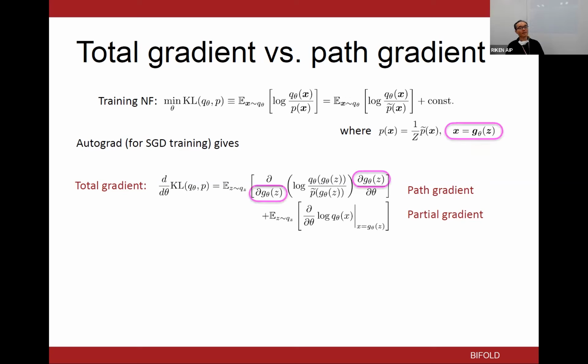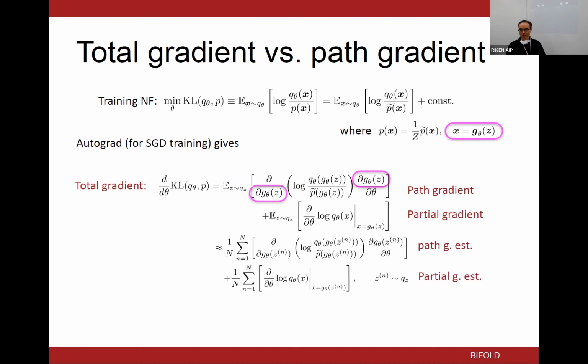And the path gradient, if you see the magenta circle, so G of Z corresponds to X. So basically, this is the contribution from the chain rule through the X. And for this reason, it's called path gradient. And the partial gradient is the direct contribution of the form of the model Q. And we can get some estimator in a straightforward way like this.